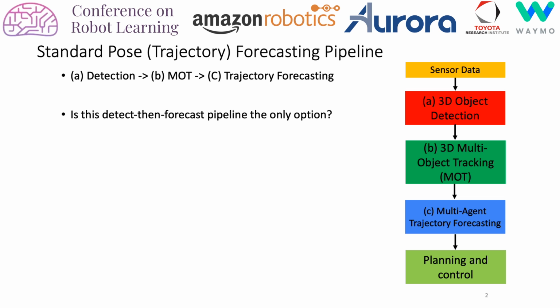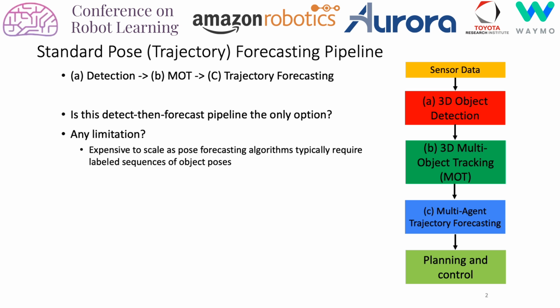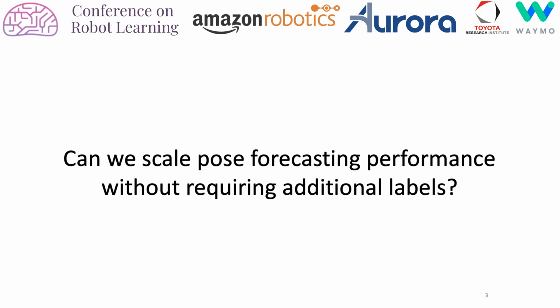In this work, we wonder if this standard pipeline is the only option and if there is any limitation in this pipeline. One limitation we think is that the current pipeline is expensive to scale because post-forecasting algorithms typically require labeled sequences of object poses. These object poses with correspondences through time are very expensive to annotate in 3D space. So, can we scale post-forecasting performance without requiring additional human annotations?